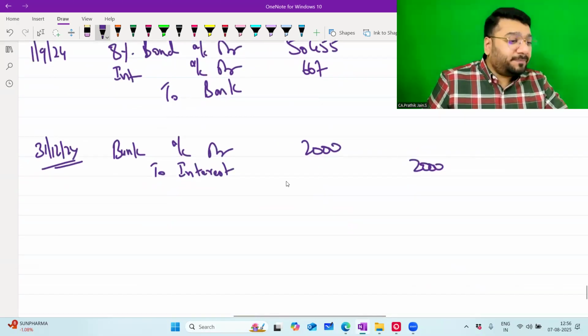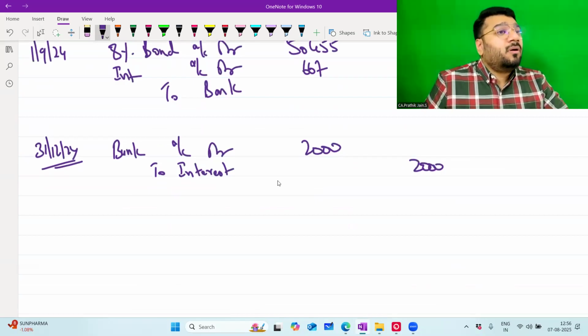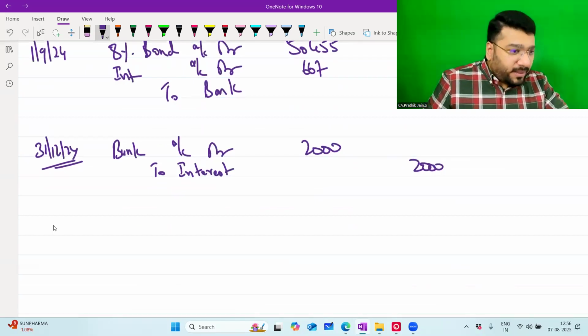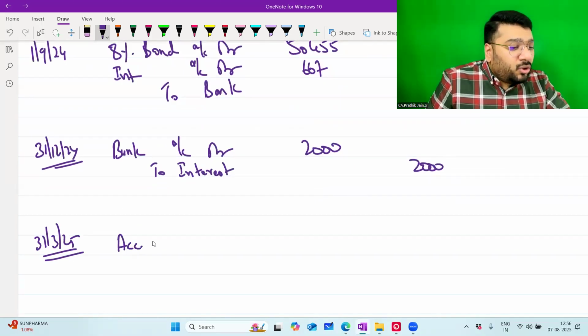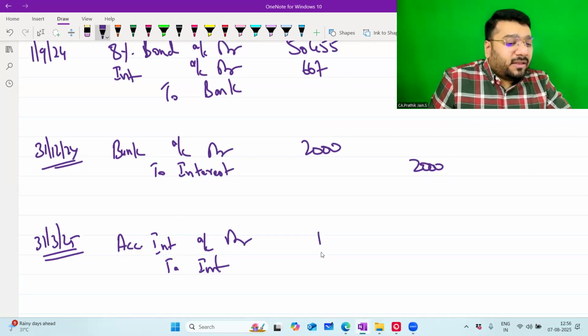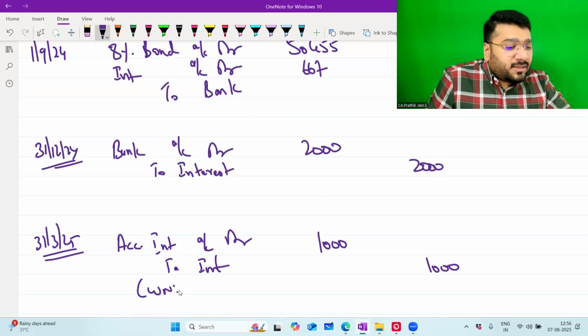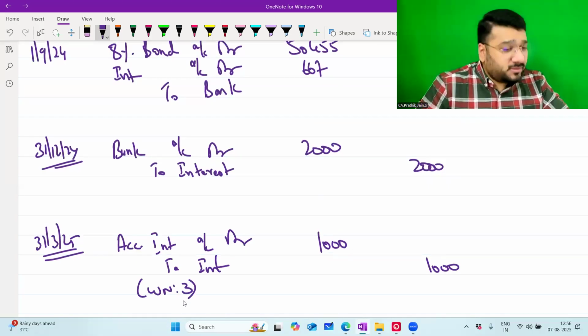After this, what will happen? Sir, we have to pass accrued interest. Okay, 31/3/25. Accrued interest account debit to interest income. Again 1,000 coming from working note number 3. Sir, are we supposed to give reference to the working note? Yes.